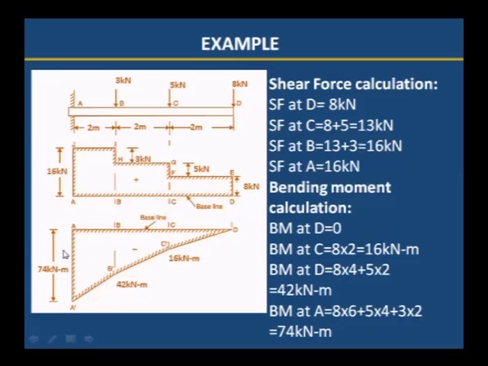To draw the bending moment diagram, first draw the horizontal line. Then draw one vertical line for 74 kilonewton meter, which is the maximum bending moment, and then join each point equal to its bending moment value, 16 kilonewton meter, 42 kilonewton meter, by straight lines. Since it is point loads, we have to draw by straight lines. If it is a UDL, then it is parabolic. All negative because it is a sagging bending moment.